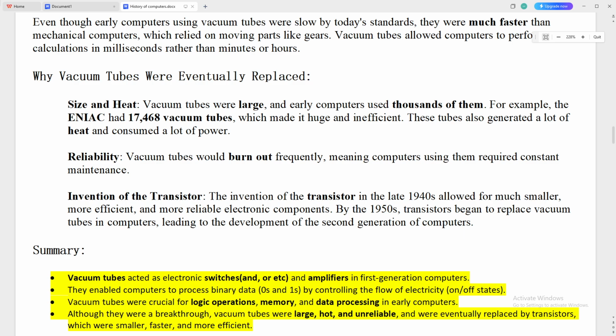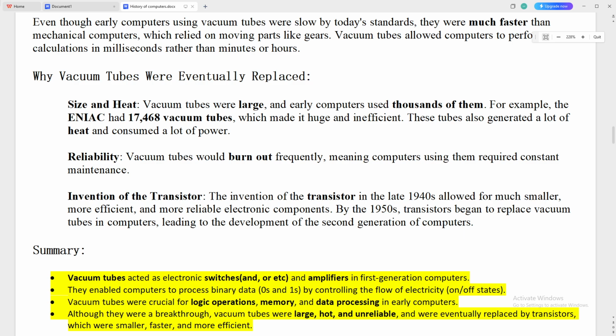But earlier vacuum tubes or even the resistors are not comfortable with today's amount of heat. Vacuum tubes would burn out frequently, meaning computers using them required constant maintenance. So this is the thing I am talking about: the invention of the transistor. The invention of the transistor in the late 1940s allowed for much smaller, more efficient, and more reliable electronic components. By the 1950s, transistors began to replace vacuum tubes in computers, leading to the development of second generation computers.